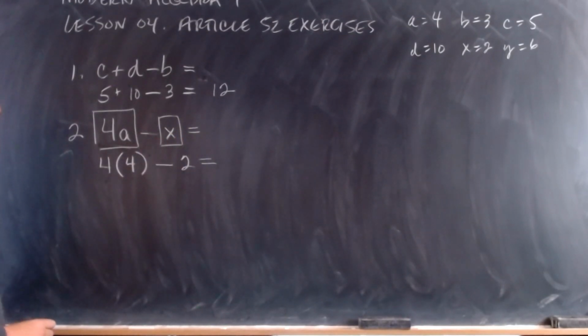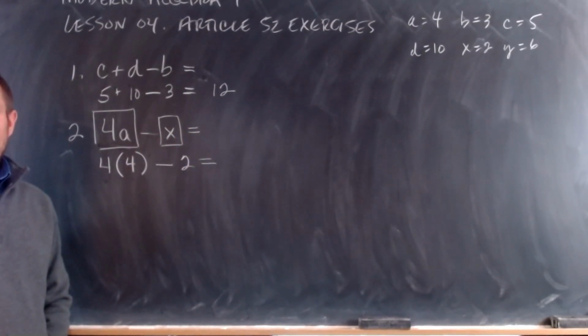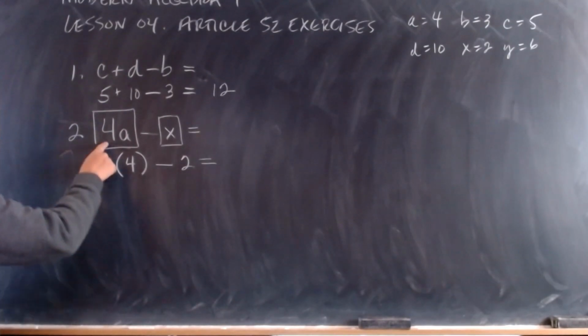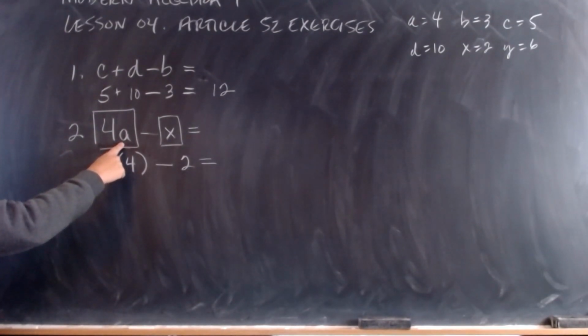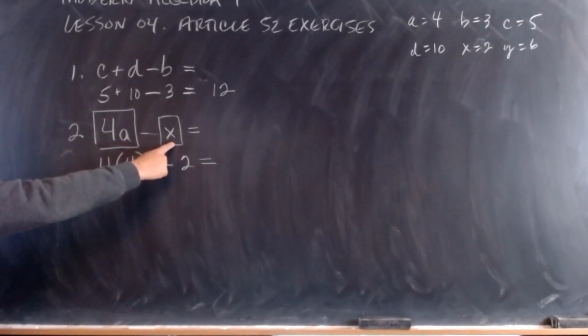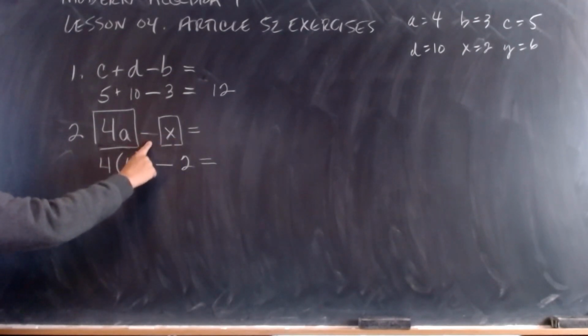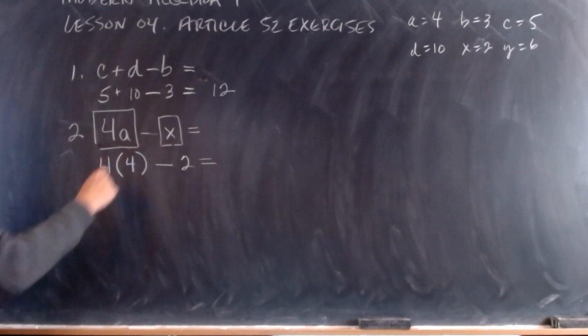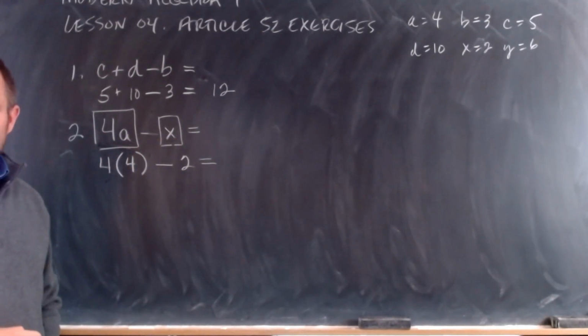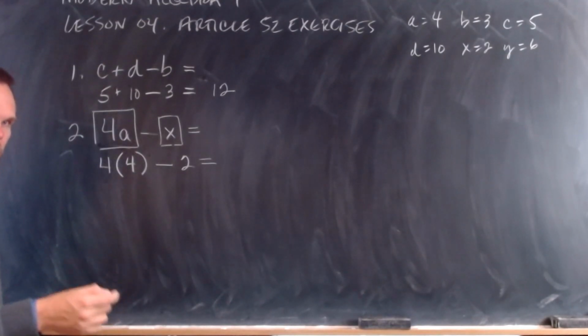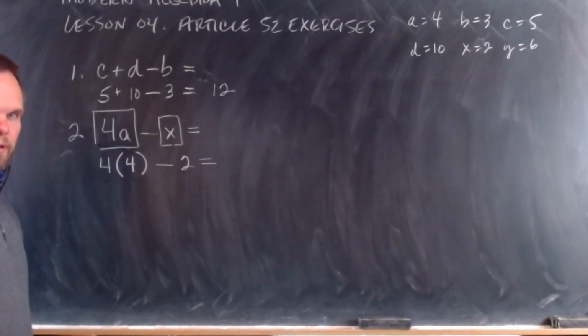Do you understand that? Please look up here. 4a is a term, and x is a term. They're separate terms because they're separated by plus or minus. Don't you remember that? Right? Terms are separated by plus and minus.